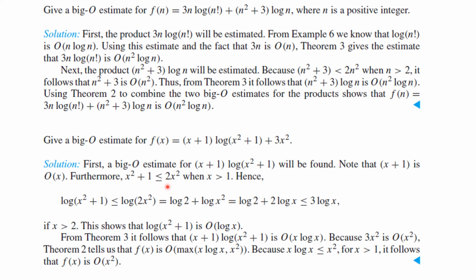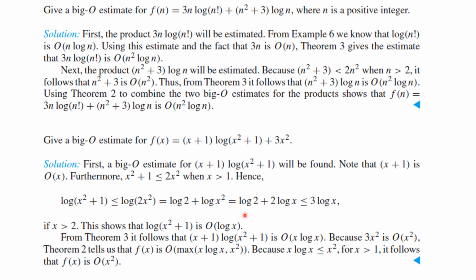And furthermore, if we pick x to be bigger than 1, so x is bigger than 1, then if I take x squared, it's also bigger. So x squared plus x squared is less than or equal to 2x squared. So you see this is less than this, and the logarithm of the product is the sum of the logs. So this is log 2, and this is 2 log x.